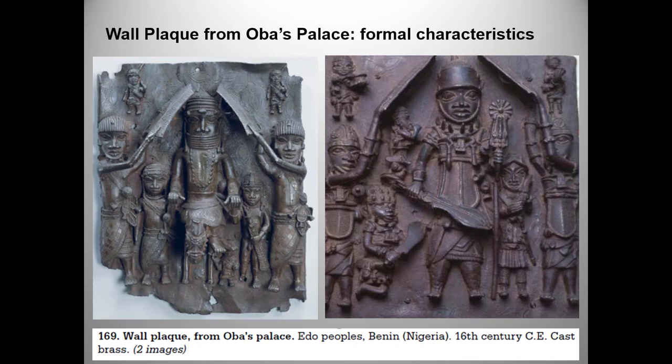Both works show evidence of trade with Portugal. The brass ingots to make these cast brass shields came from Portugal, as did the coral beads around the oba's neck and the horse the oba is riding. Moreover, we clearly see a Portuguese soldier to the right of the second oba.